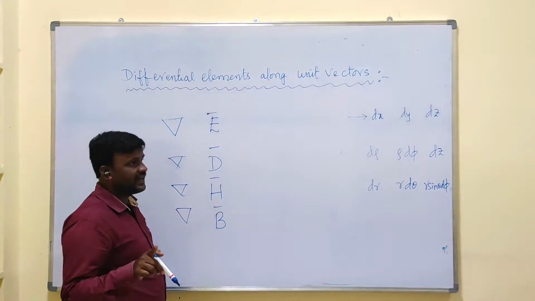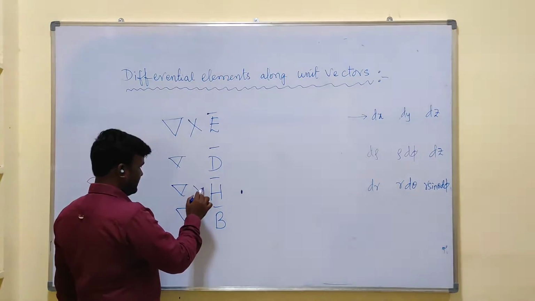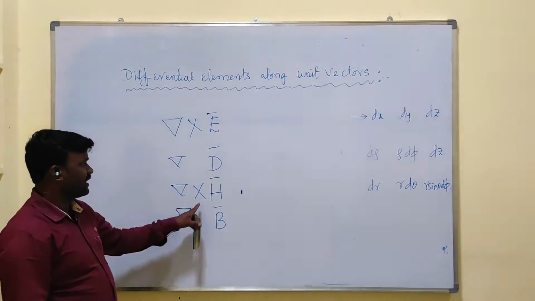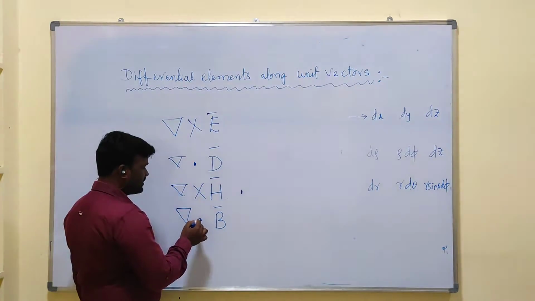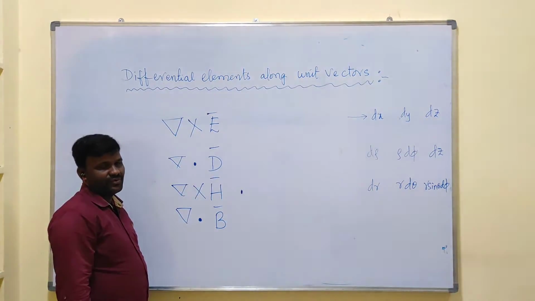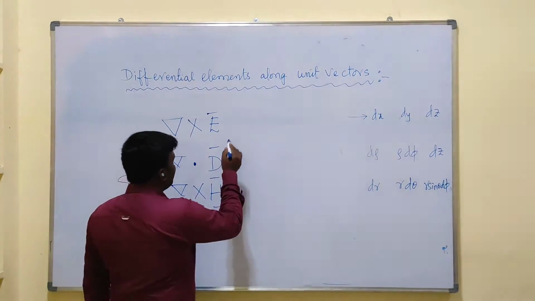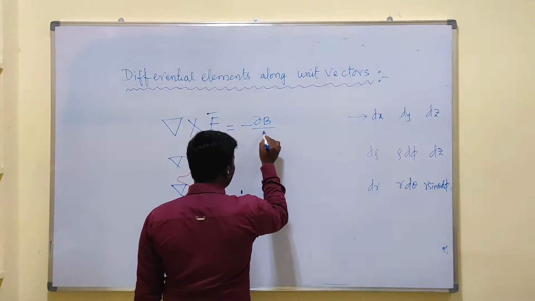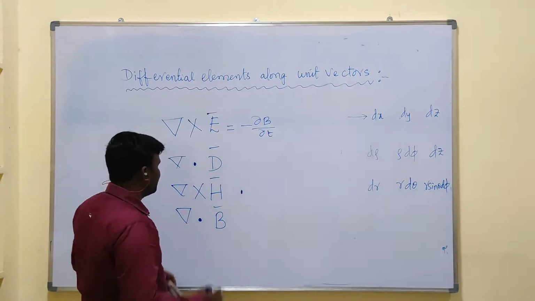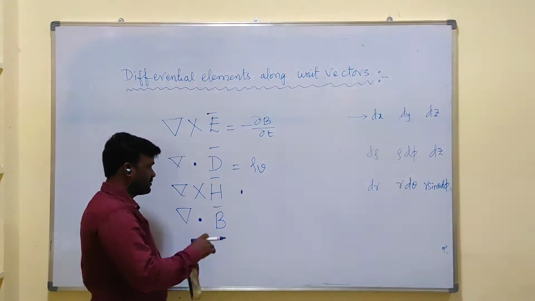Basically, curl is applied on intensity parameters, that is electric field intensity like this, whereas divergence is applied on density parameters. In divergence, we have the first letter as D, and in density also the first letter D. You can remember it for the sake of simplicity. Here, del cross E is equal to minus dou B by dou T. It is one of the Maxwell's equations. This del dot D gives something, that is one of the Maxwell's equations.